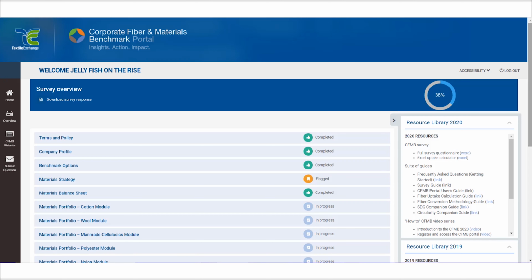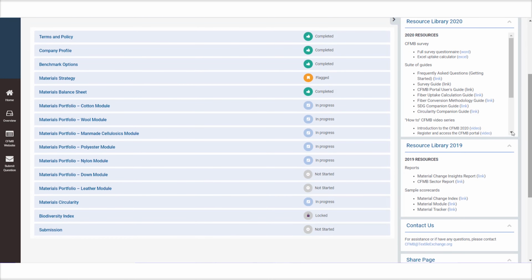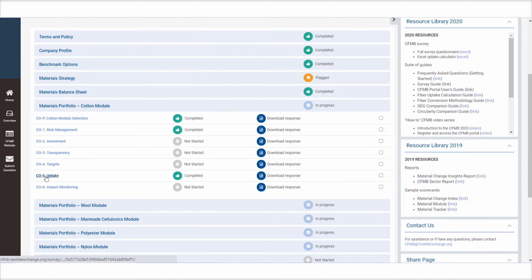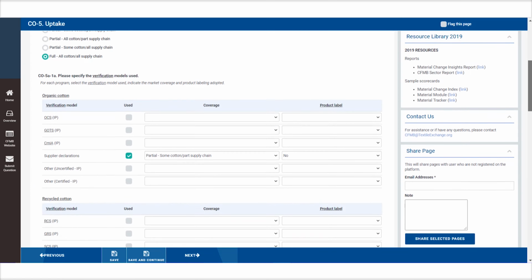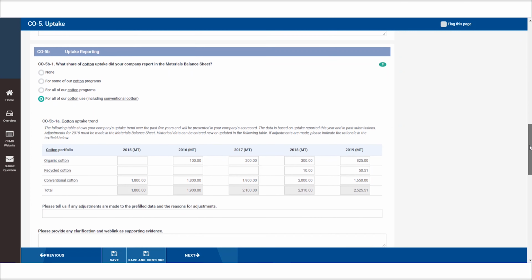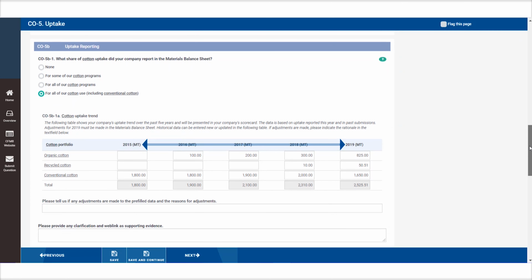The first place in the survey where you will see your uptake data again is in section 5 of the material modules, in question 5B. Looking at an example of a cotton module, you will see a historic overview of your uptake volumes from 2015 to 2019. 2015 to 2018 will be auto-populated from previous survey submissions, and 2019 data is directly auto-populated from your responses in the balance sheet and cannot be edited. If you wish to make changes to 2019 numbers, please return to the Materials Balance Sheet module to adjust.